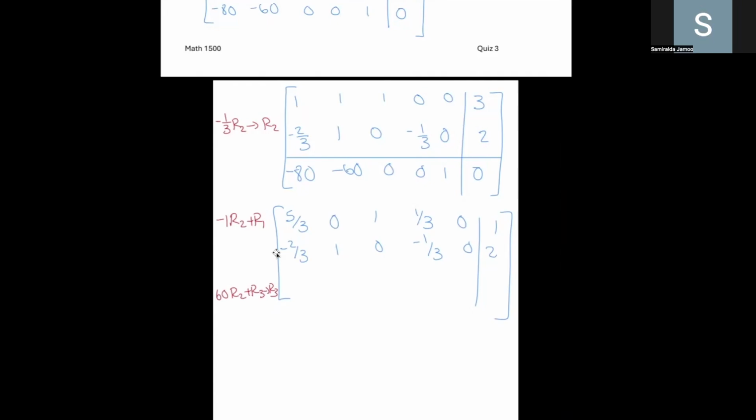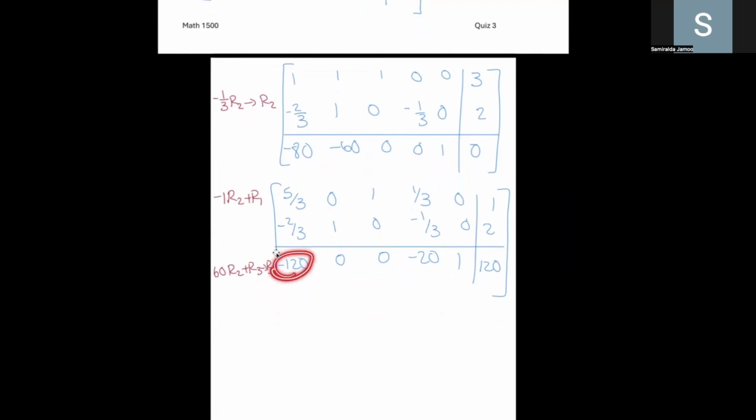Okay, so we have 60 times negative 2 over 3 minus 80. That gives us negative 120. 60 minus 60 is 0. 0 plus 0 is 0. 60 times negative 1 over 3 is negative 20 plus 0, that's negative 20. 60 times 0 plus 1 is 1. 60 times 2 plus 0, that's 120.